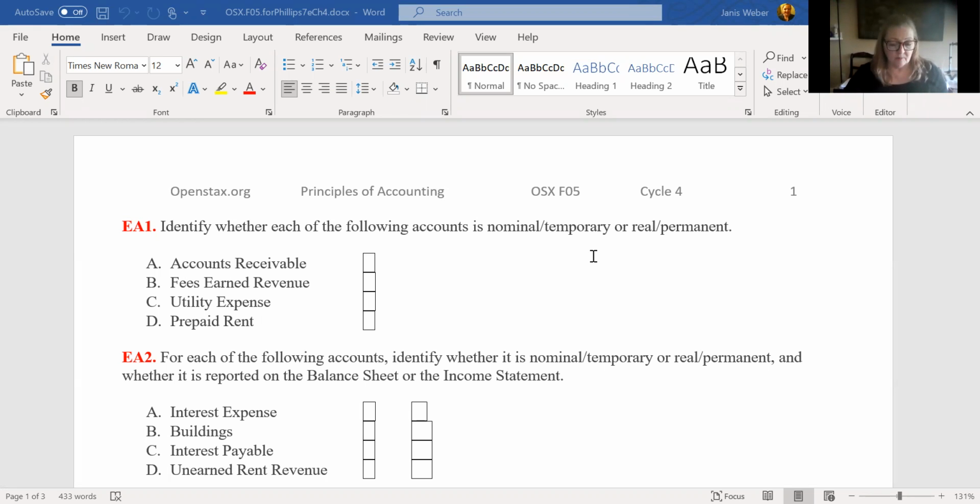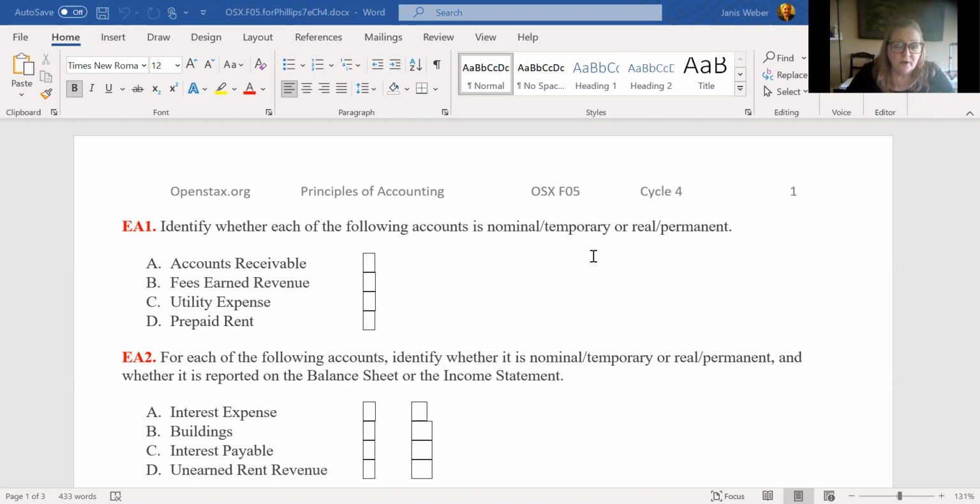Okay, so we're going to work on some closing entries and some issues surrounding the closing process using the OpenStax exercises from openstax.org. And this is their chapter 5 from their end of chapter material. So we start with EA1.